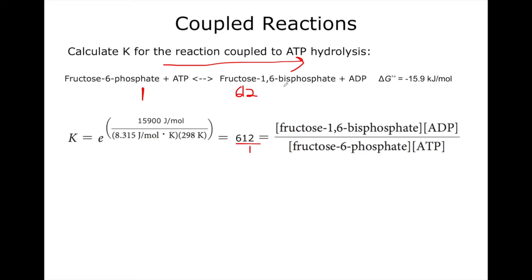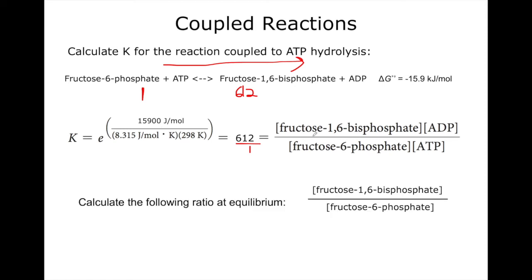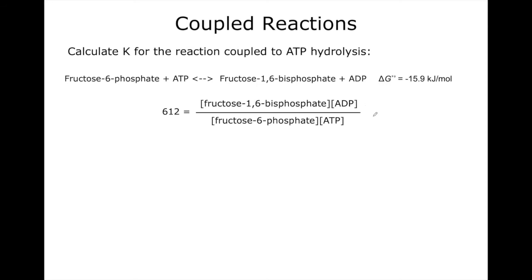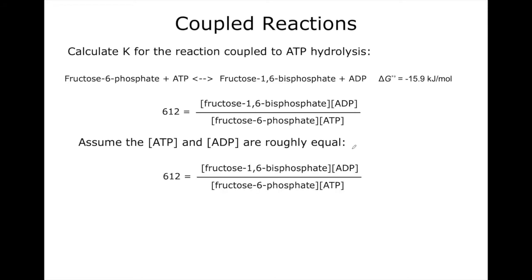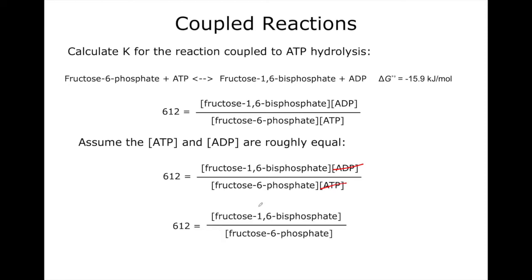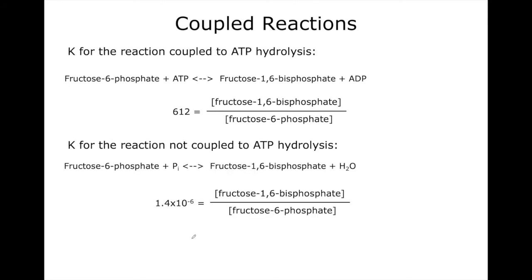So that tells us that under these conditions where we've coupled the reaction, we produce far, far more, a much higher concentration of the product. Now again, to compare it directly to the other one, we just need the concentration of fructose 1,6-bisphosphate to fructose 6-phosphate. So here's the equilibrium constant we just calculated. And this isn't always the case, but let's just assume that the concentration of ADP and ATP are roughly equal. So under that condition, we could just cancel those if those are equal. And so our ratio of fructose 1,6-bisphosphate to fructose 6-phosphate, again, is still 612. So we can compare that now directly to what we saw for the uncoupled reaction.